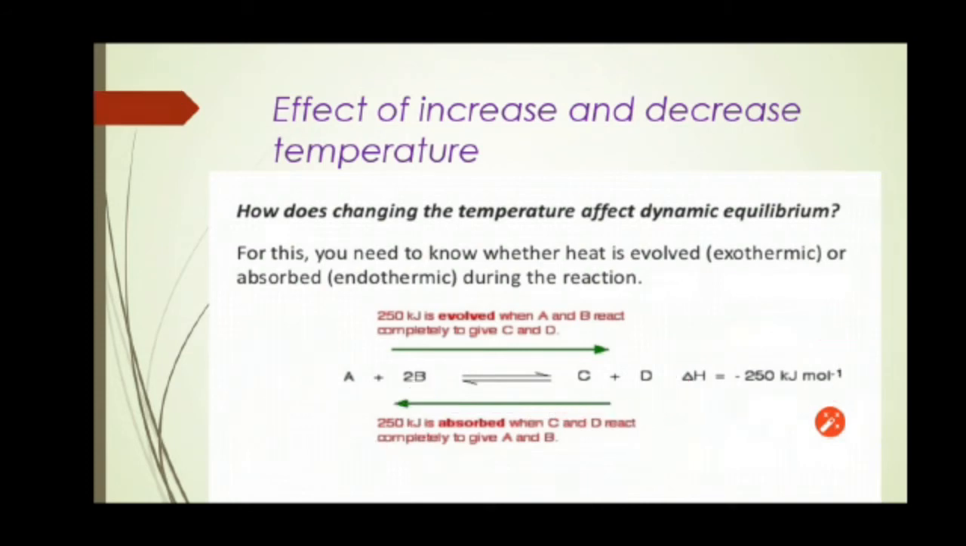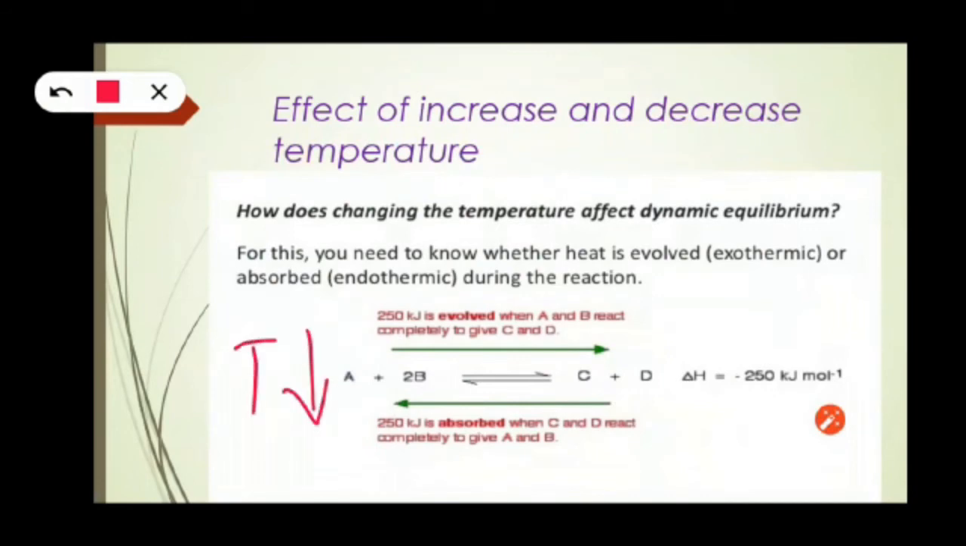Similarly, what happens if we decrease the temperature? If we decrease the temperature of this system, the reaction will move in the direction of the exothermic reaction. And in this particular case, by decreasing the temperature, the reaction will move in the forward direction because this reaction is exothermic in the forward direction and endothermic in the reverse direction.